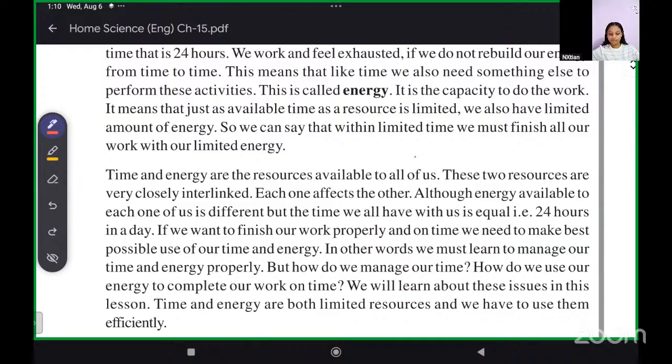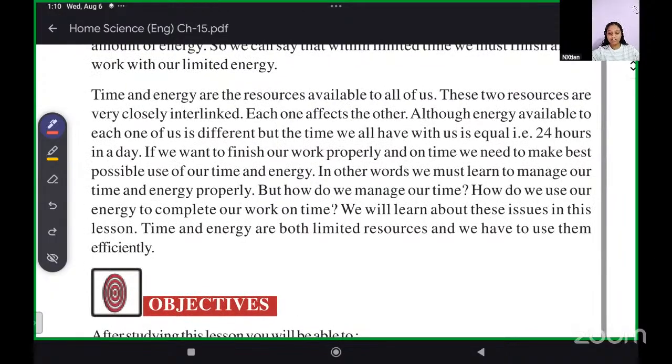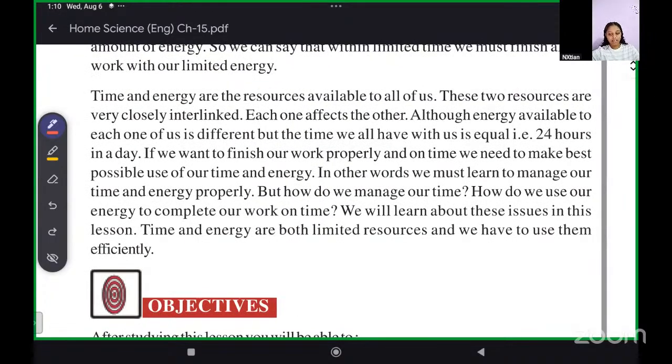Now, time and energy are the resources available to all of us. These two resources are very closely interlinked. Each one affects the other, although energy available to each one of us is different, but the time we all have is equal. That is 24 hours in a day. If we want to finish our work properly and on time, we need to make best possible use of our time and energy. In other words, we must learn to manage our time and energy properly.